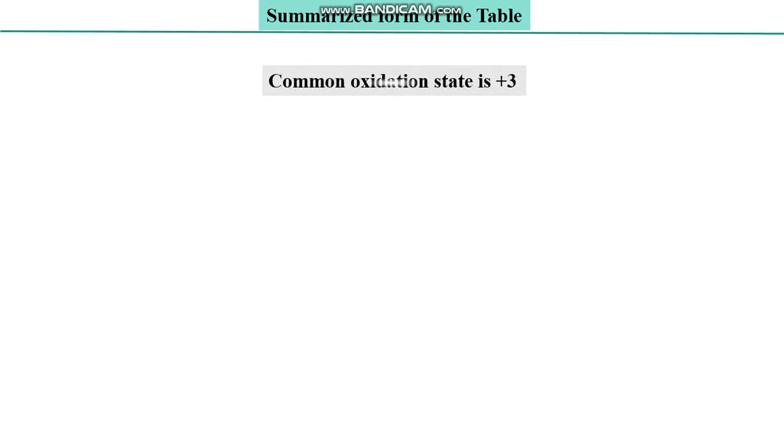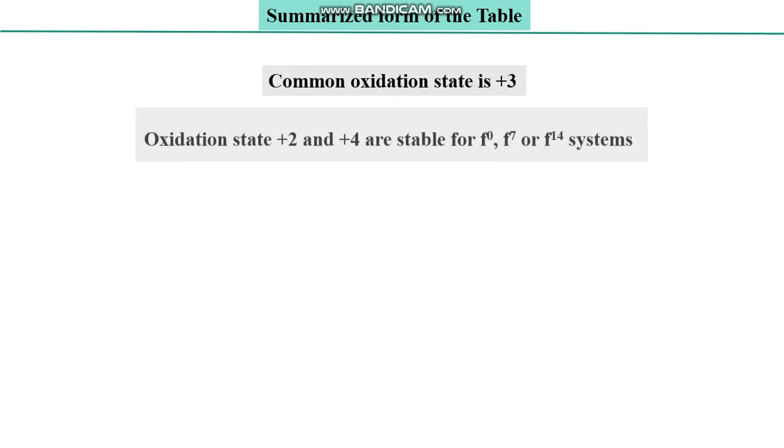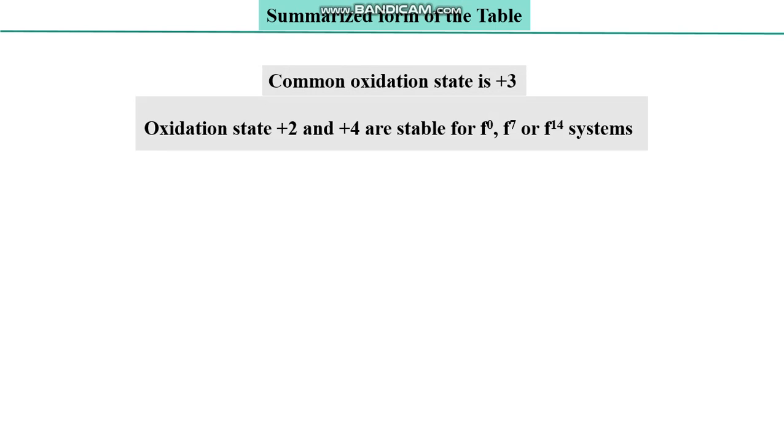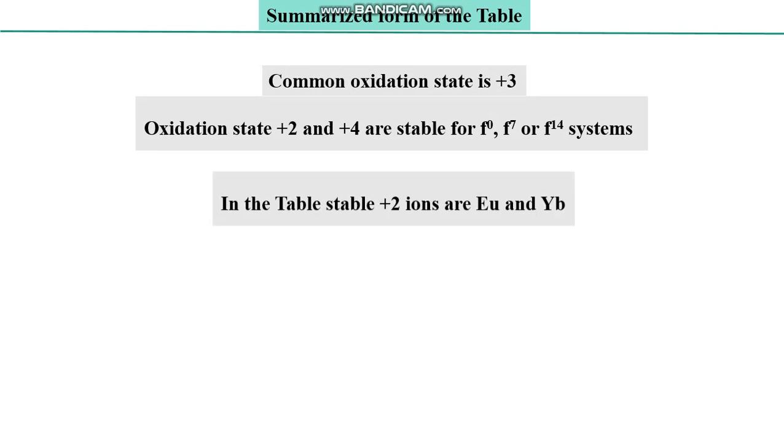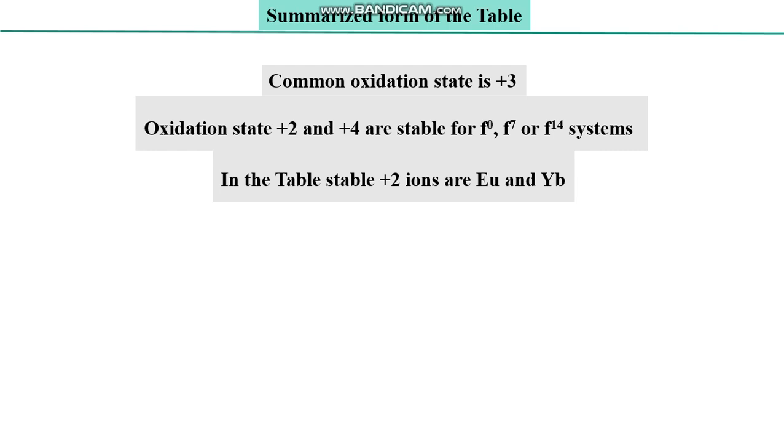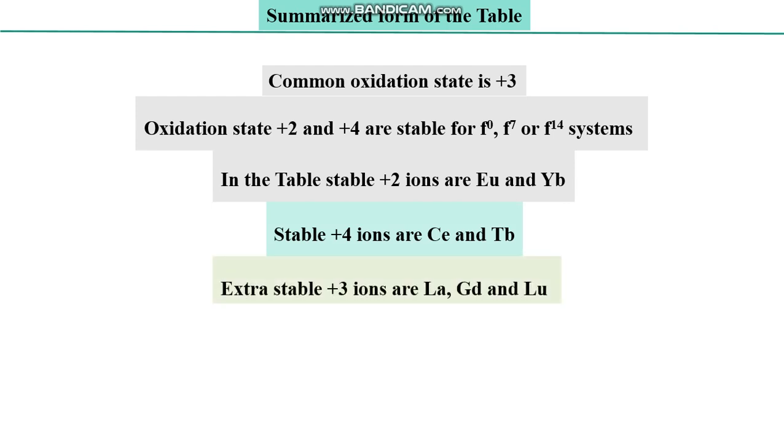In summary, let's cut it short. +3 is very common, and +2 and +4 are stable in f0, f7, and f14 systems. +2 ions for europium and ytterbium are well explainable. +4 can be explained for cerium and terbium. +3 extra stable systems are lanthanum, gadolinium, and lutetium. And please refer back to the electronic configuration of these systems in +3.